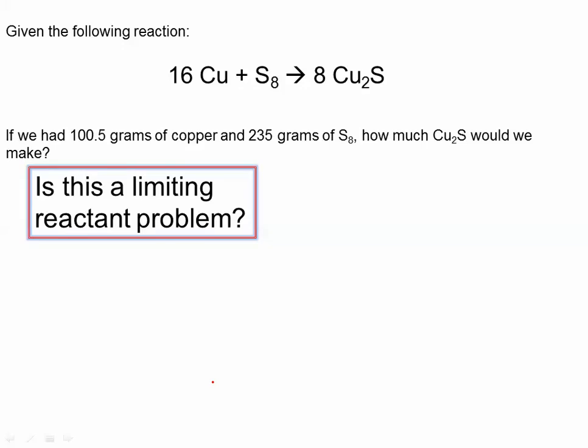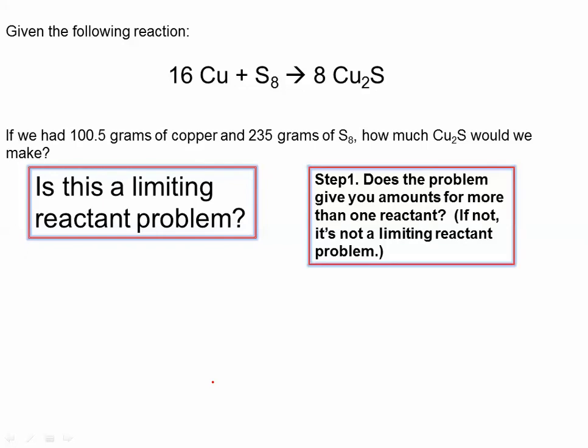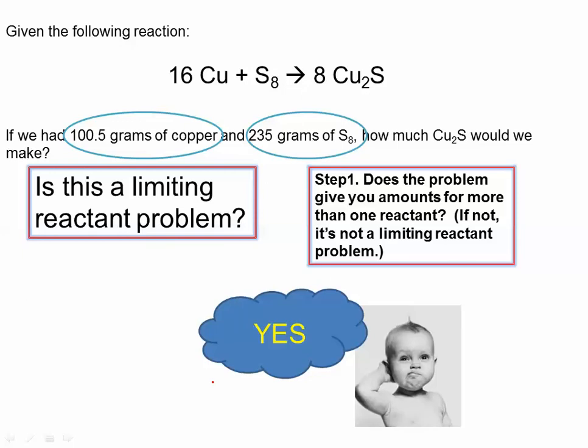The first question is, is this a limiting reactant problem? And if we look at our steps to solving limiting reactant problems, step 1 says, does the problem give you amounts for more than one reactant? So let's look at the problem. We've got 100.5 grams of copper. We have 235 grams of sulfur. They're both reactants. So the answer to this is yes. So this is a limiting reactant problem.